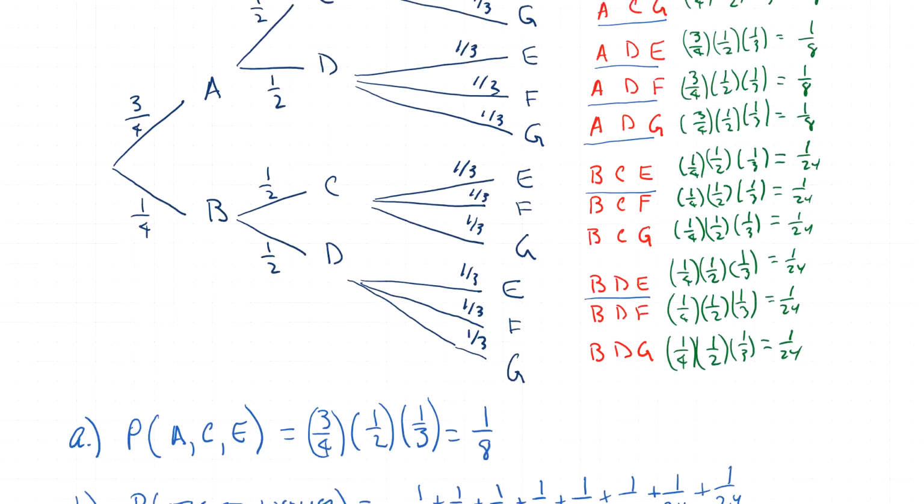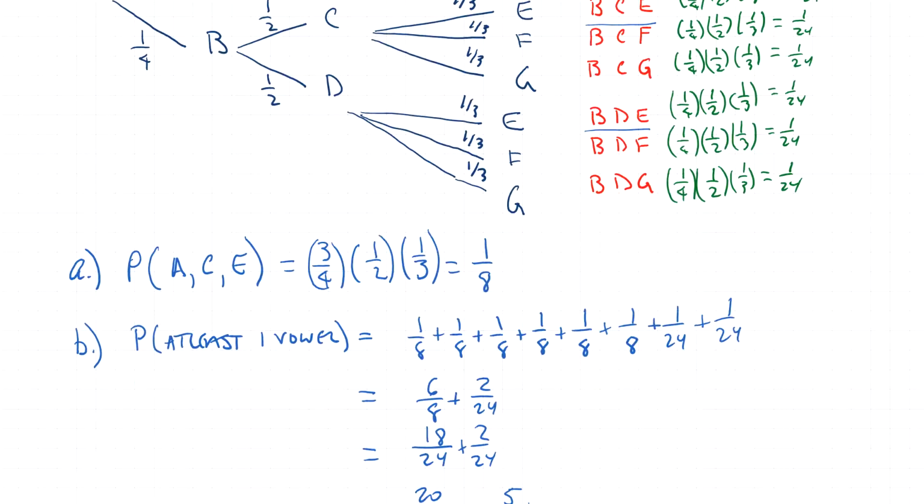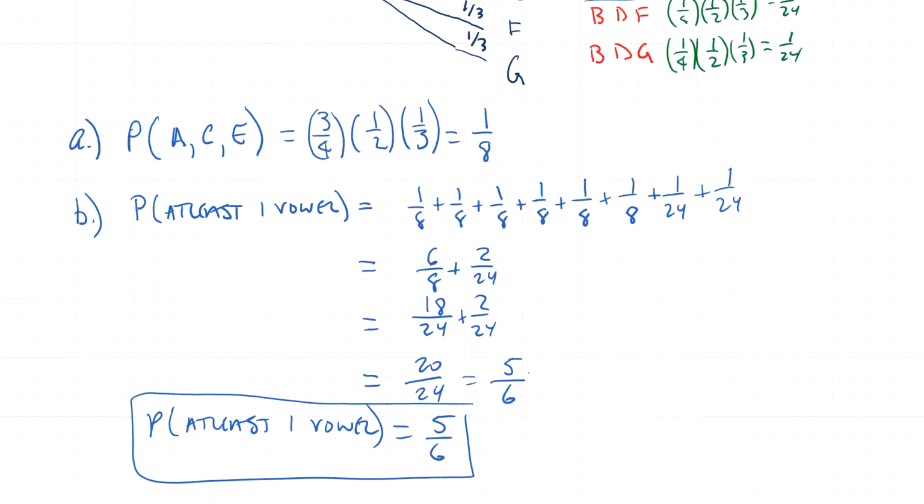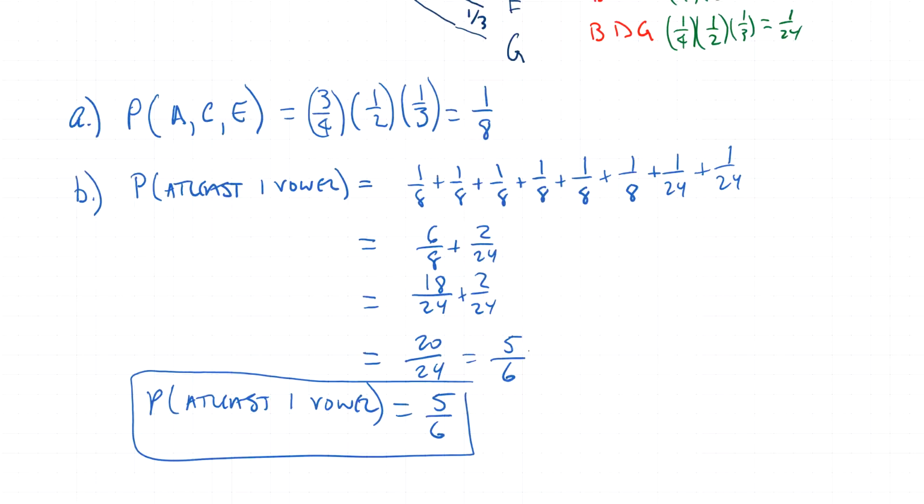So once you do that, for the probability of at least one vowel, you take all of those probabilities and add them up. I did it with fractions. You could change them to decimals, that's fine too, but it's always good to get fraction work. You have to get a common denominator, and once you get a common denominator, you can add them together. And then the next thing you do is reduce the fraction to 5/6.